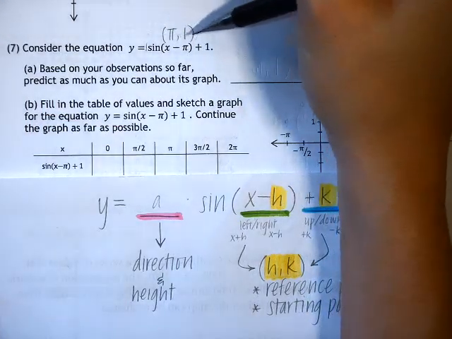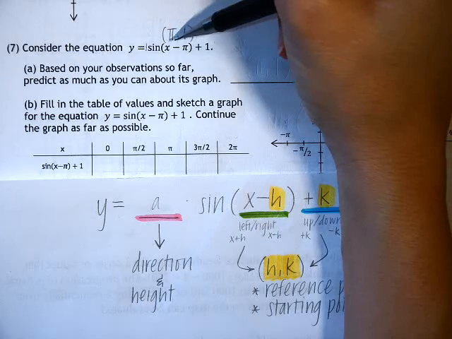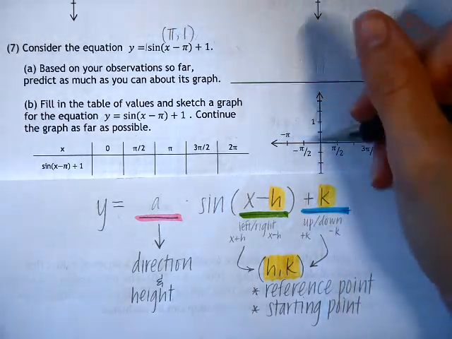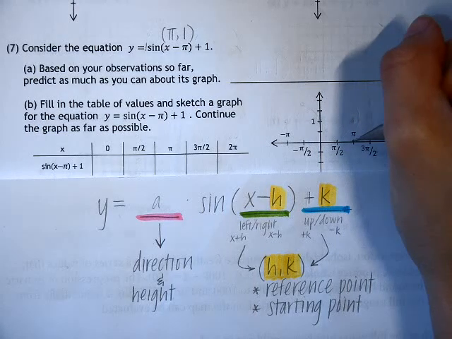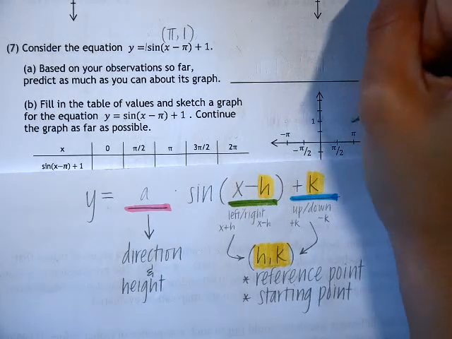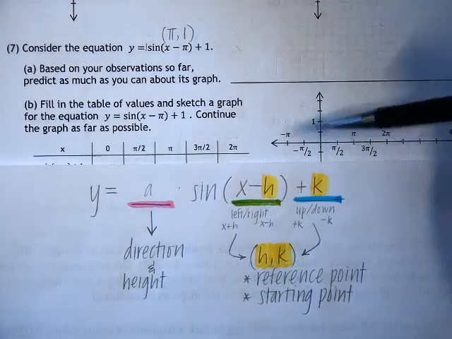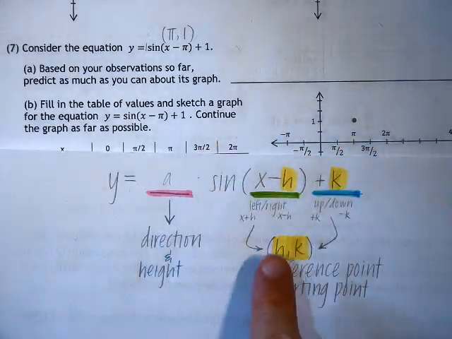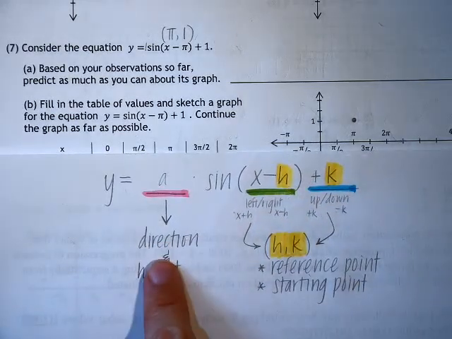So if I want to think of it like coordinates, I'm going to think of the coordinates of my starting point as pi, comma, 1, which tells me that I can go to my graph, I can go to the right pi, that's positive pi, and then up 1, and I'll have a dot right there. Now, the a value is going to come in handy. Once I used all of this information about the h and the k, I can use the a value.